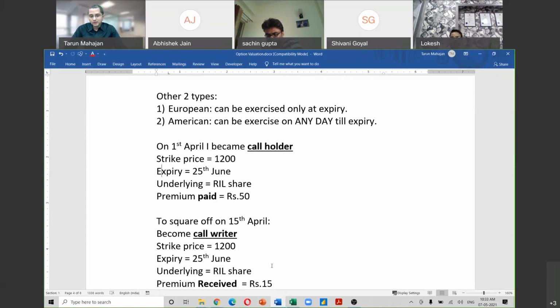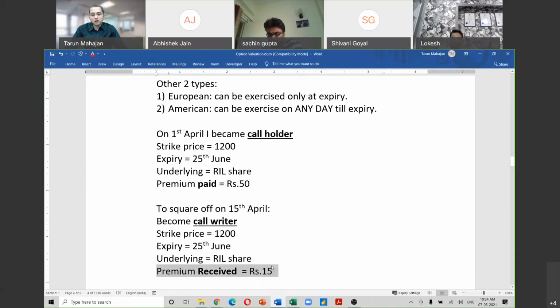स्क्वायर ऑफ कैसे होता है कि नाउ आई डोंट वेट फ्रॉम 1st April till 25th June. Rather than that, suppose on 15th April itself, I want to get rid of this contract. So here I became call holder by paying premium of 50 rupees. On 15th April, if I want to cut this contract, I can become call writer at the same strike price of 1200 for the same expiry date of 25th June for the same underlying of RIL share. But here I will not pay premium, here I will receive premium.